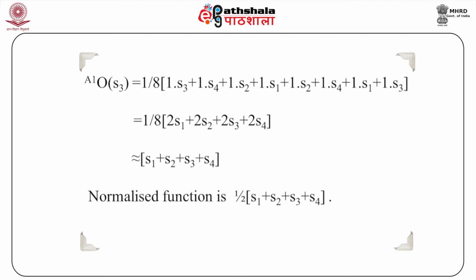we get the result as again S1 plus S2 plus S3 plus S4. The normalized function is 1 upon 2 within bracket S1 plus S2 plus S3 plus S4. This is the same result as we obtained in equation 1.